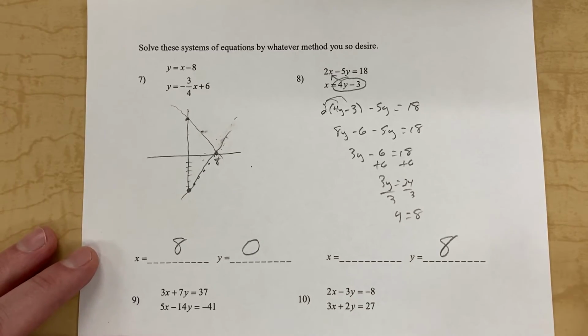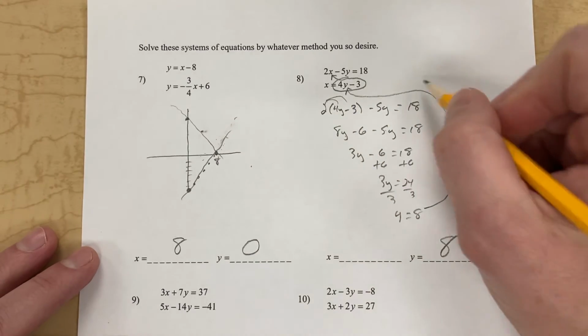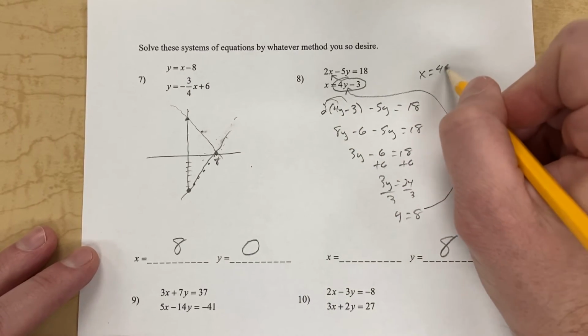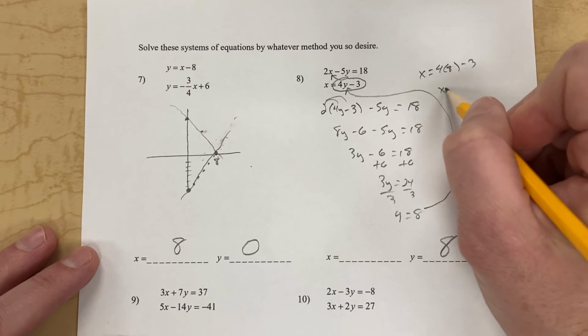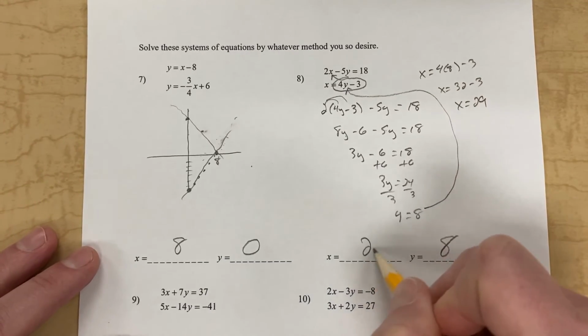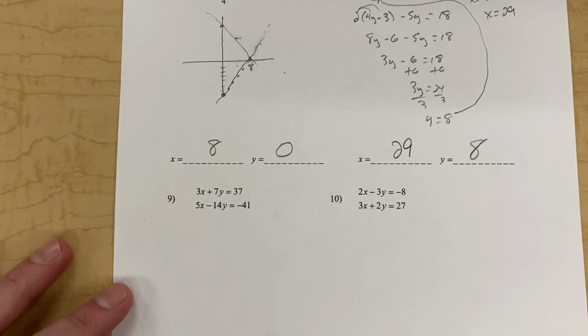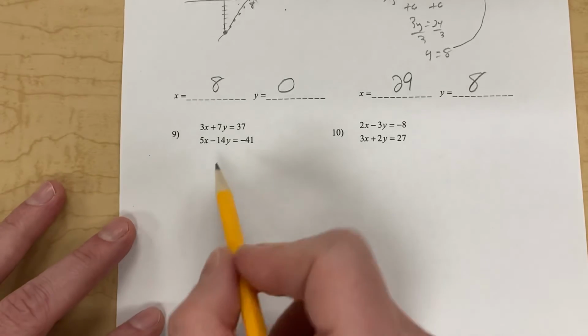Okay. Let's take that 8, put it right back in here for y, and I get x equal to 4 times 8 minus 3, x equals 32 minus 3, x equals 29. All right. All right, last two we're going to do, and then we'll cut this video off.